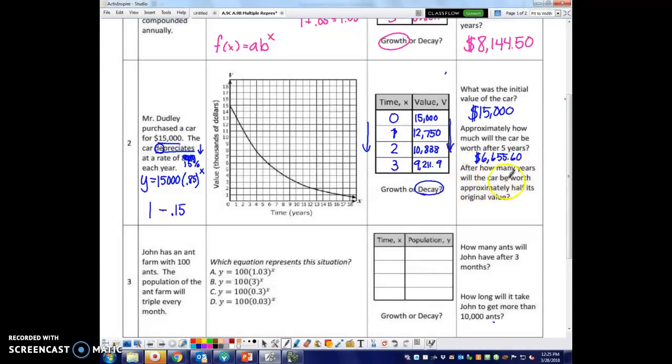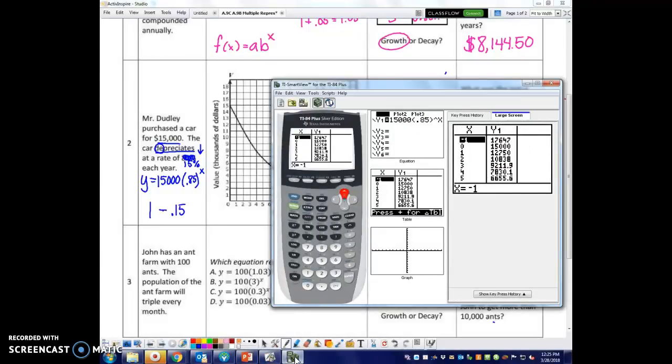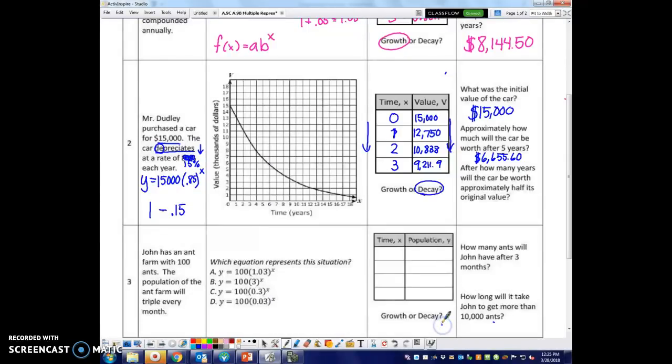After how many years will the car be worth approximately half its original value? So half of 15,000 is roughly $7,500. So it's about between 4 and 5, so I'd say it's roughly 4.5 years.